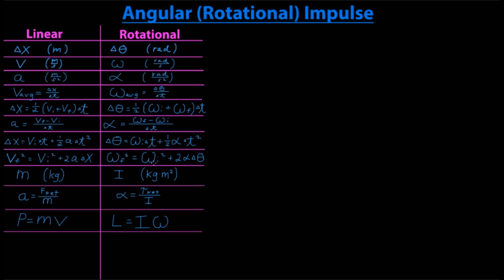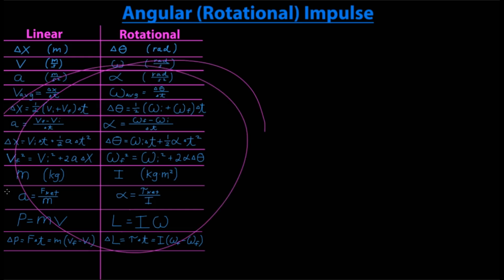Okay, the last thing we're going to do is fill in our linear rotational chart. Impulse is force times time equals mass times change in velocity. Therefore, angular impulse is torque times time, which equals moment of inertia times change in angular velocity. And now we have another one on the list. All right, make sure you add to this chart in your notebook.